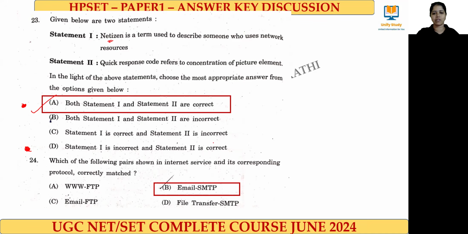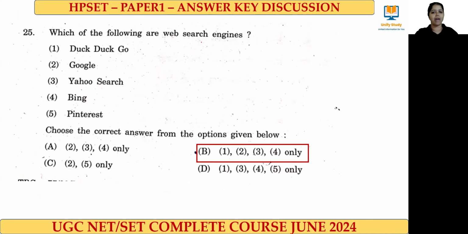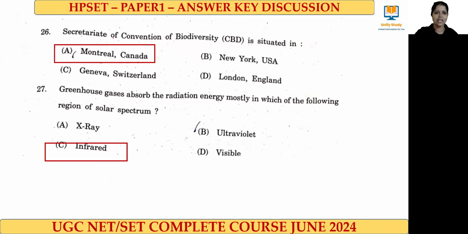The next question: which of the following is correctly matched? Email, SMTP, Simple Mail Transfer Protocol. Next one, a question from ICT, web search engines. The right answer is DuckDuckGo, Google, Yahoo Search, and Bing. These are the four web search engines. Then a direct question from People, Development and Environment. A question on the Secretariat of the Convention on Biological Diversity, CBD. It is situated in Montreal, Canada.